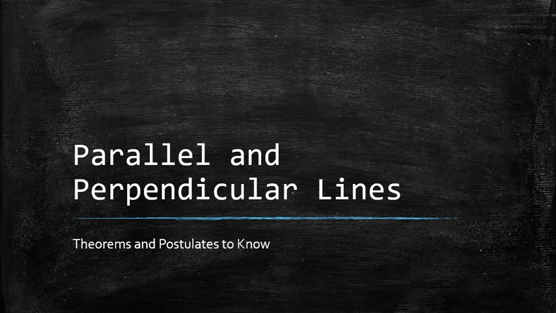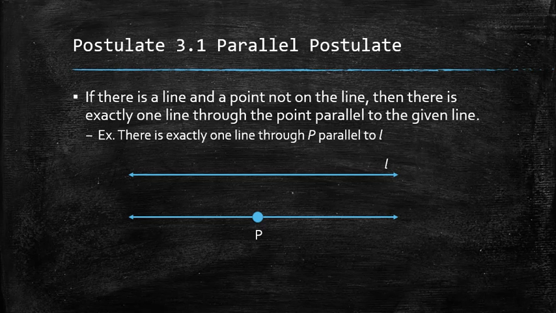In this video, we are going to look at theorems and postulates to know for perpendicular and parallel lines. The first postulate is the parallel postulate. If there is a line and a point not on the line, then there is exactly one line through the point parallel to the given line. For an example, there is exactly one line through point P that is parallel to line L.